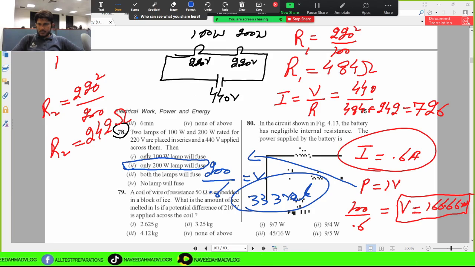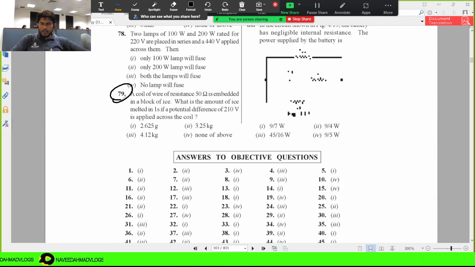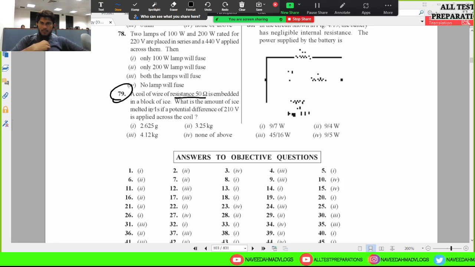Okay, next is MCQ number 79. A coil of wire of resistance 50 ohm is embedded in a block of ice. What is the amount of ice melted in 1 second if a potential difference of 210 volt is applied across the coil? In this case we have resistance, time, and potential difference given to us, that is 210 volt.